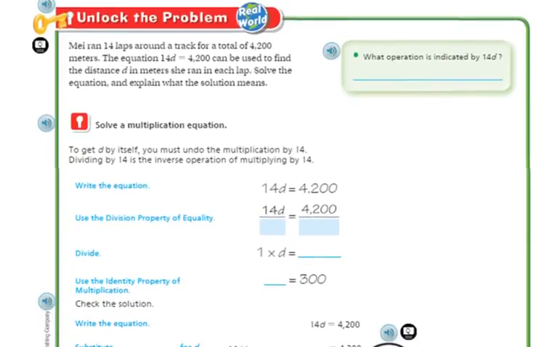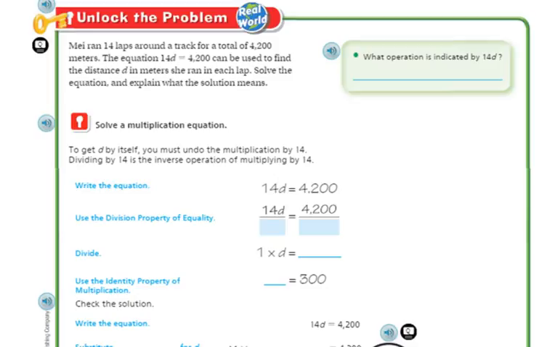Unlock the problem here. Please follow along as I read. Me ran 14 laps around a track for a total of 4,200 meters. The equation of 14d equals 4,200 can be used to find the distance d in meters she ran in each lap. Solve the equation and explain what the solution means.